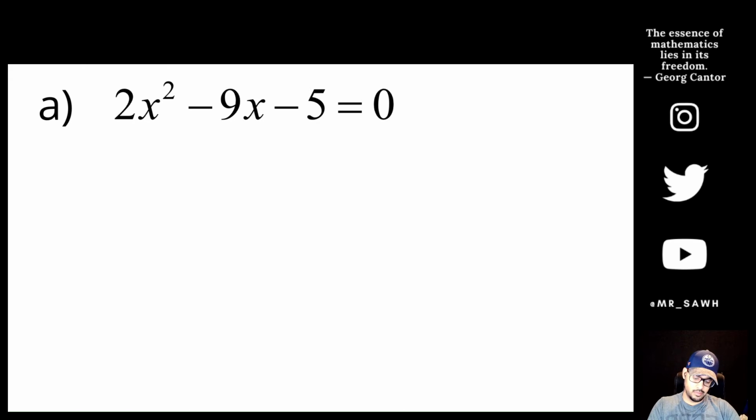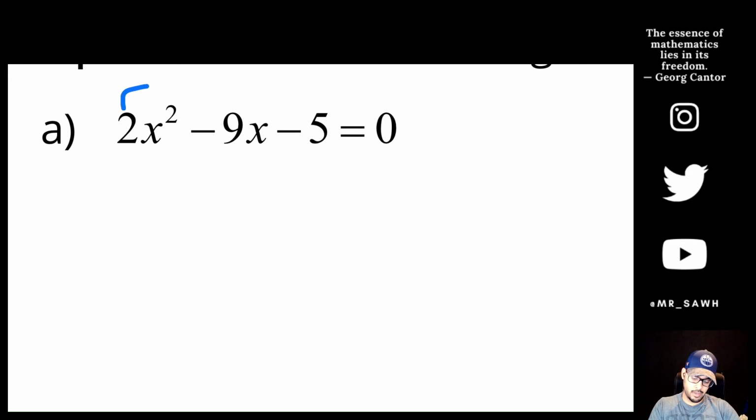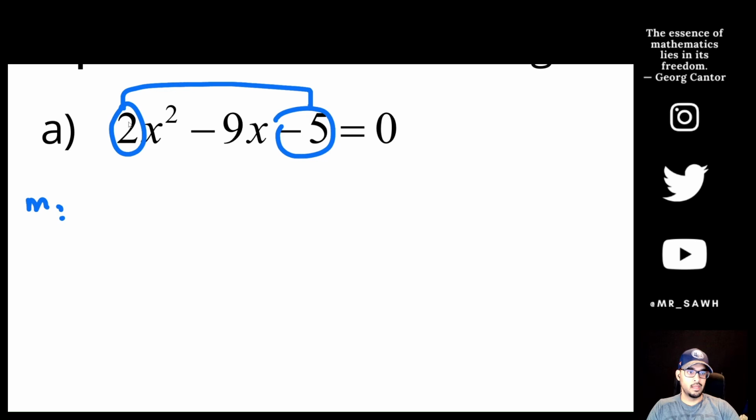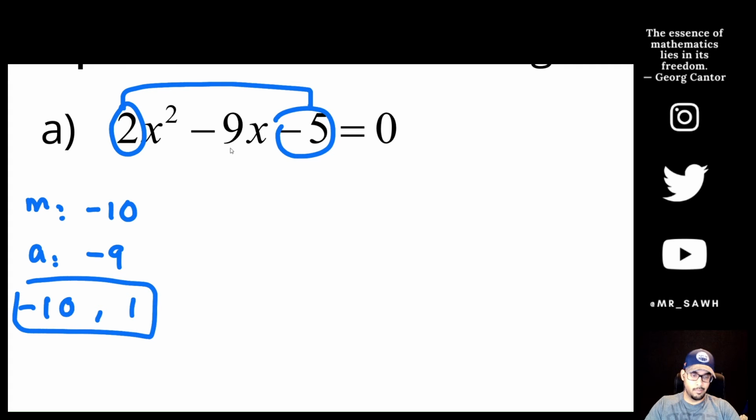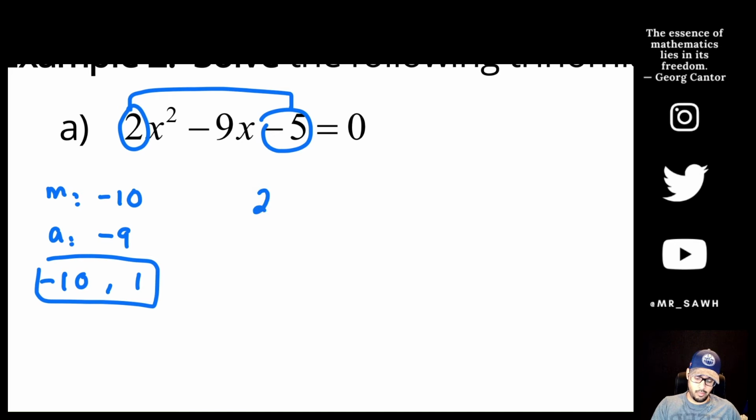Now the only difference is really we take the number in front of our squared term and our constant, and we multiply those together. So I want to multiply to the product of 2 and negative 5. So really I want to multiply to negative 10, but I still want to add to the number in the middle, negative 9. So it seems like negative 10 and positive 1 will do this for me. And again, for decomposition, to remember how that worked, the middle term gets decomposed into two terms.